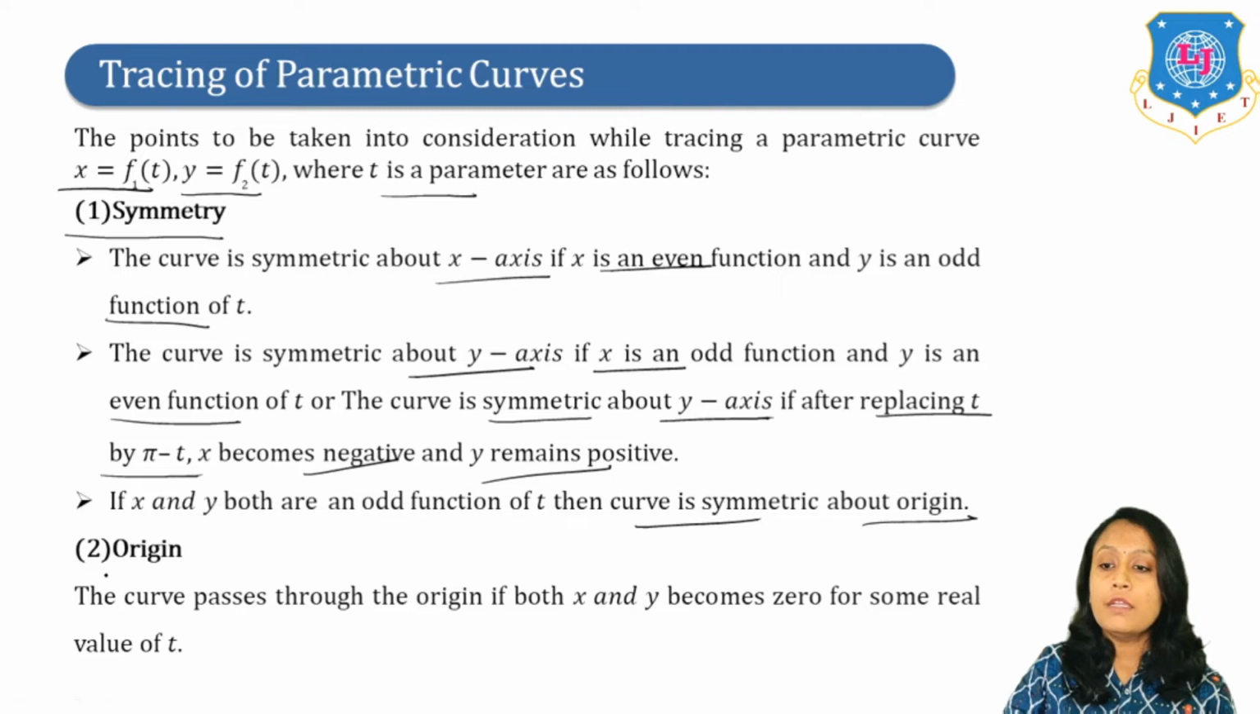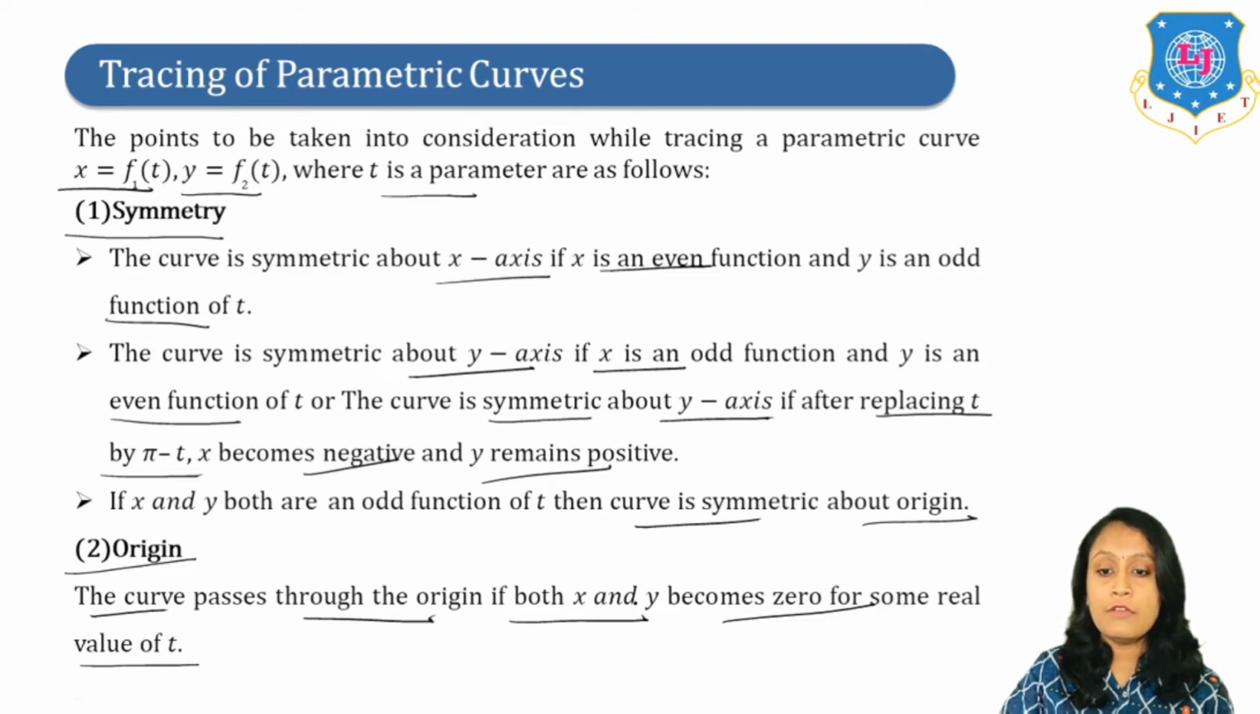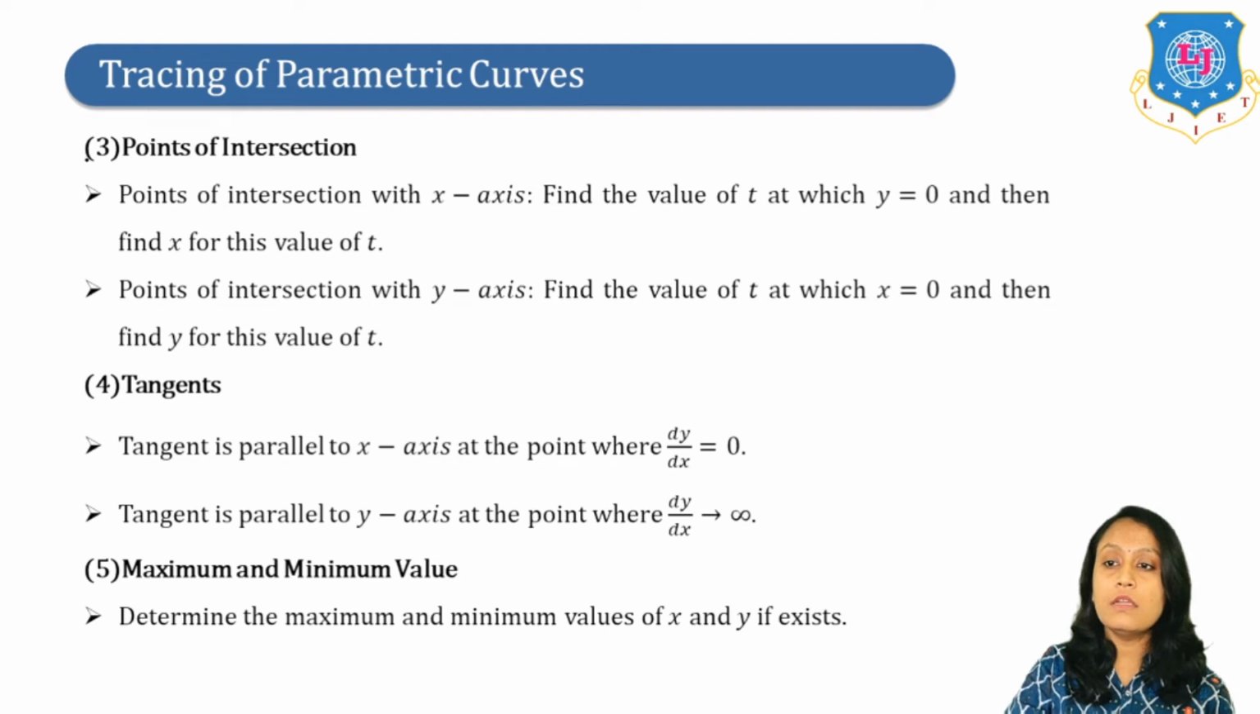Now let's discuss number 2, origin. The curve passes through the origin if both x and y become 0 for some real value of t. So if both x and y are becoming 0 for some value of t, then we can say that the curve passes through the origin. Now the third one is point of intersection.